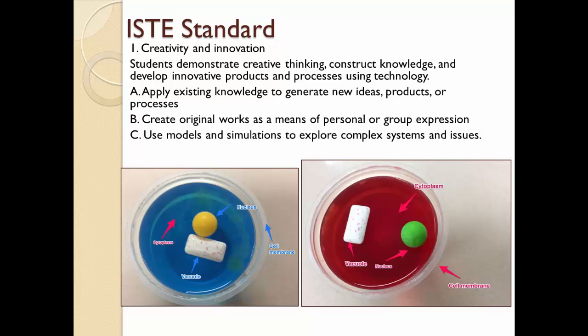The next ISTE standard covered was Standard 1, Creativity and Innovation. The students needed to demonstrate creative thinking. They were very creative when they thought about how they wanted to place the different parts of a cell when creating an edible cell. In addition, they had to take their own picture of a cell from whichever point of view they chose, and then they had to label it. So they used models to explore the complexity of a single cell.